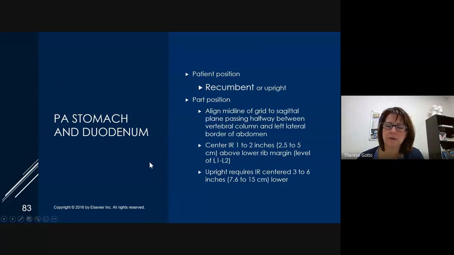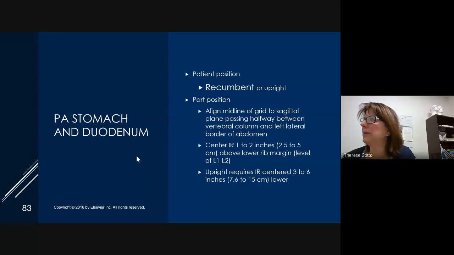Okay, we're almost done with this slideshow. So if I'm going fast, slow me down if you need me to. But this should all be review. Your midline of your grid should be to the sagittal plane. It's going to pass halfway between the vertebral column, the spine, and the left lateral border of your patient. The center of the IR should be 1 to 2 inches above the lower rib margin, or at L1-2. I find it by the top of the crest and putting fingers up there.